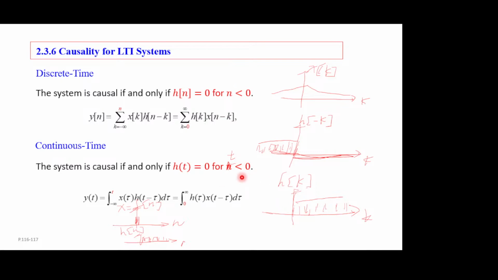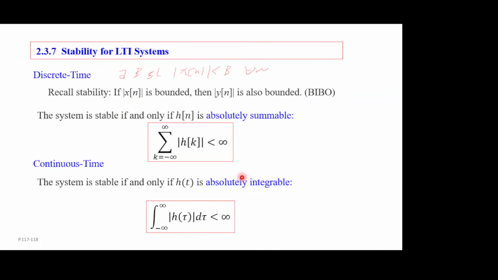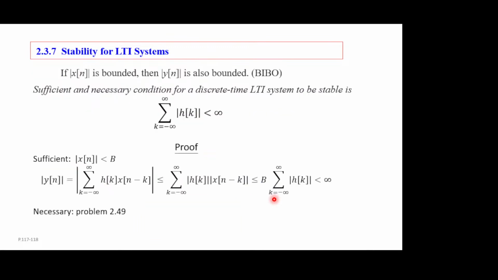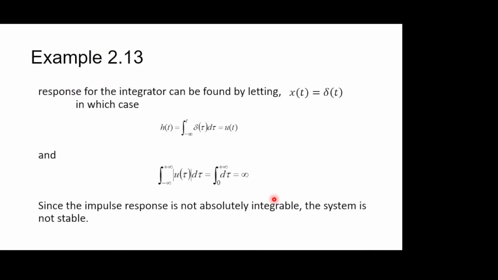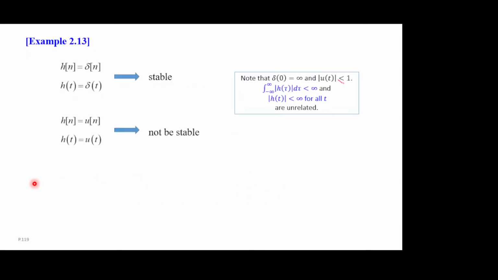And finally, stability. You want your h of n to be absolutely summable, so you sum the absolute value and it's finite, or absolutely integrable, so integration over the absolute value is finite. Those are the 4 properties. And obviously you are going to see homework and test on this. And finally, let's go through something not quite as important.